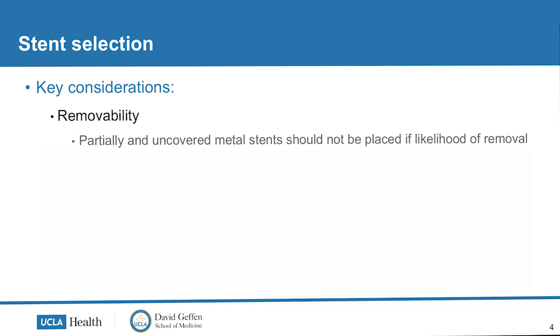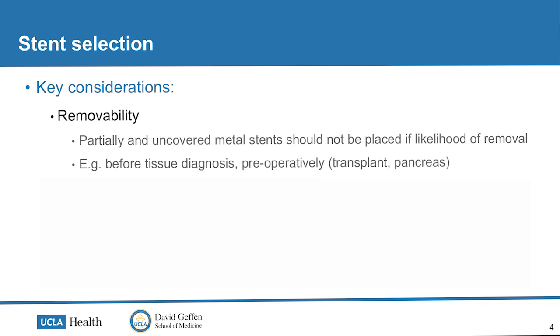I think most important is your determination of its removability. So partially and uncovered metal stents should not be placed if there's a reasonable chance that you're going to need to remove that. And so some of those considerations would be tissue diagnosis. And for those of you that were at my video forum yesterday, we saw a case of an uncovered metal stent placed in a patient who was thought to have pancreas cancer, and it turned out to be autoimmune pancreatitis, and 12 years later it took to get the stent removed.